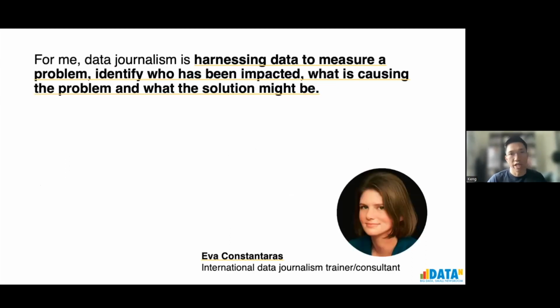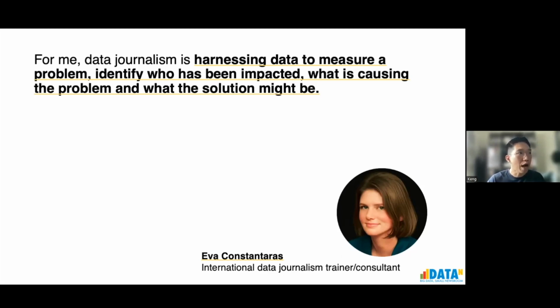But why do we use data? Just now, I gave you the definition of data journalism and what are the processes involved. But why do newsrooms, especially huge ones like the New York Times, Washington Post, and South China Morning Post in Hong Kong, invest so much in data journalism? I would like to quote my friend Eva Constantaras. She's an international data journalism trainer and consultant. She has this very good quote that I agree with a lot. She said that data journalism is harnessing data, using the power of data to measure a problem.